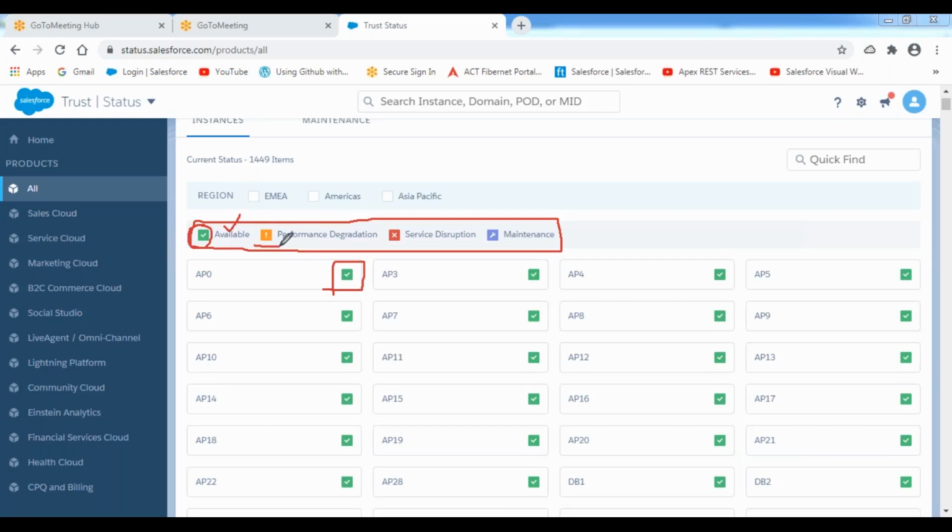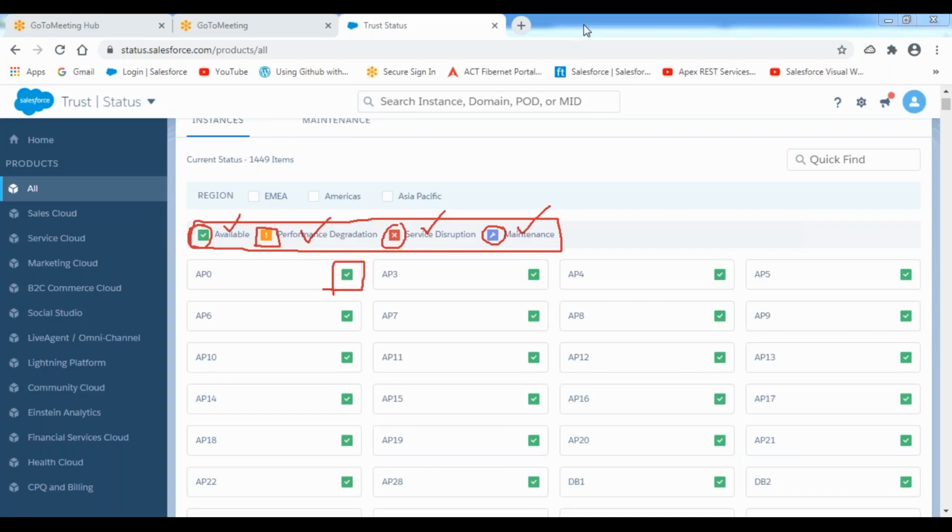Now this orange color exclamation symbol is indicating there is a performance issue inside the server. Now this symbol is indicating there is a problem in the server, so that server has been stopped. Now this symbol is indicating currently the server is in maintenance stage. These are the 4 statuses indicated by Salesforce. So here we can verify the current status of that server by using these legend symbols which have been given by Salesforce.